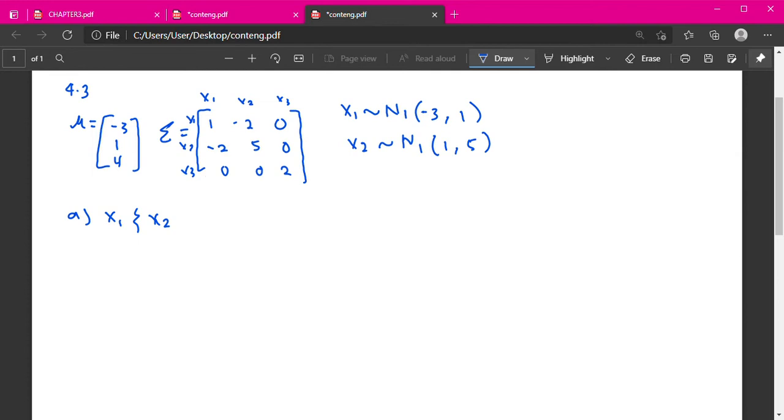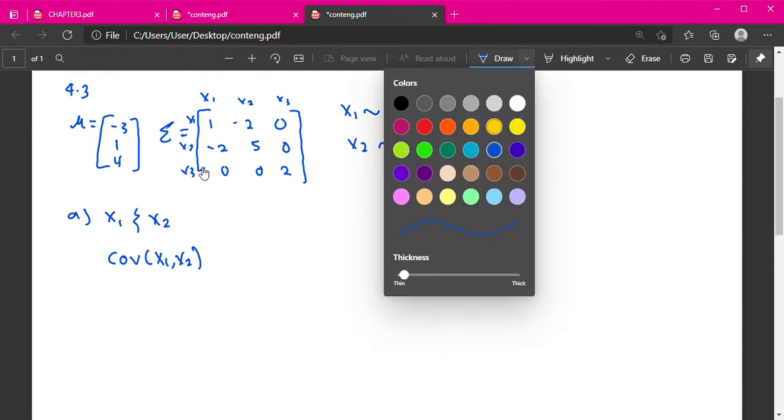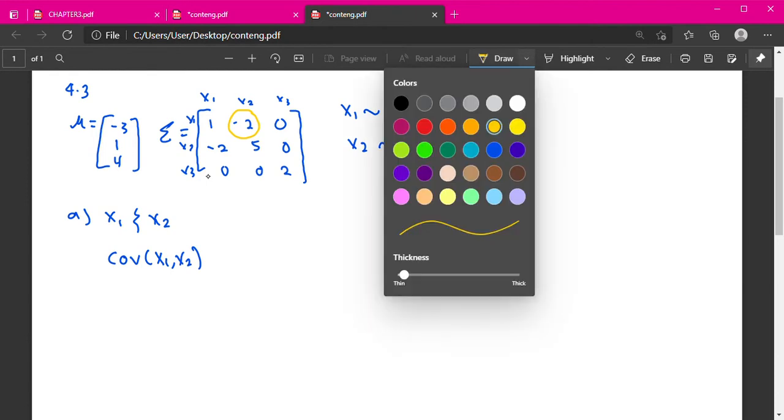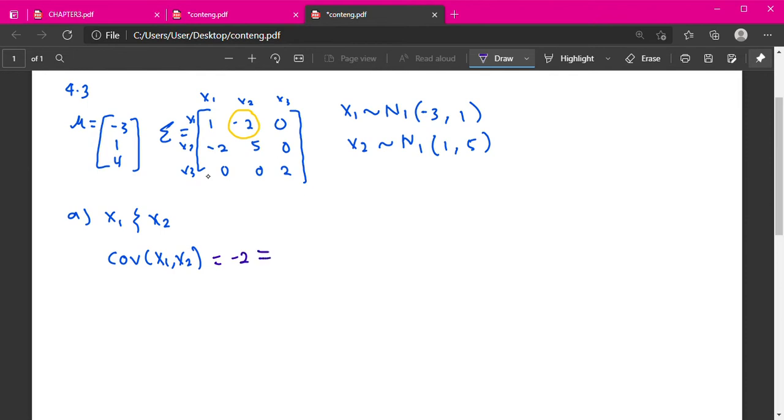So now we want to know whether X1 and X2 are independent or not. We need to observe the variance covariance matrix, specifically the covariance between X1 and X2. Which part is that? X1 and X2: first row and second column. The value is -2. Because the value is -2, which is not equal to 0, we can say that X1 and X2 are not independent.